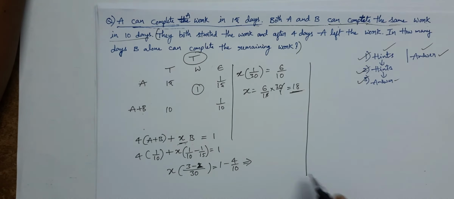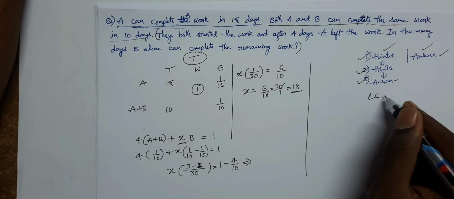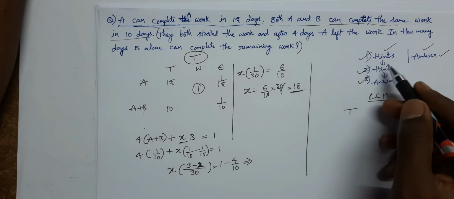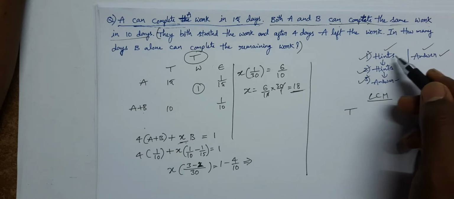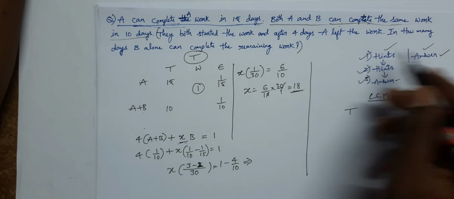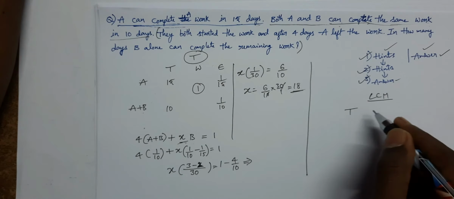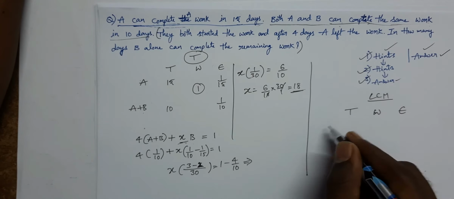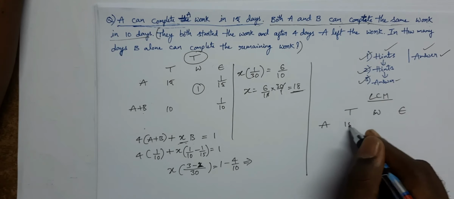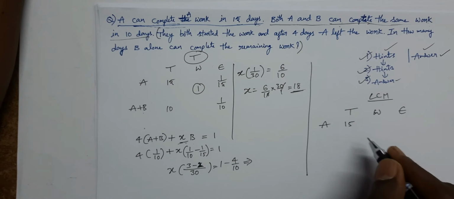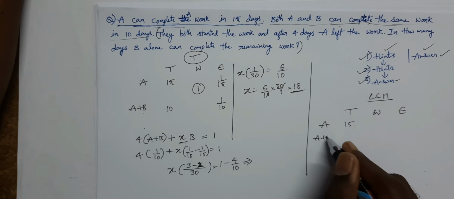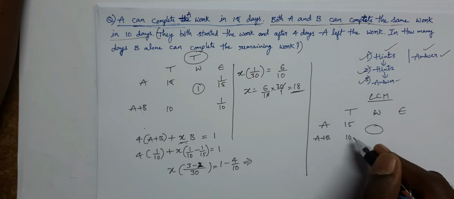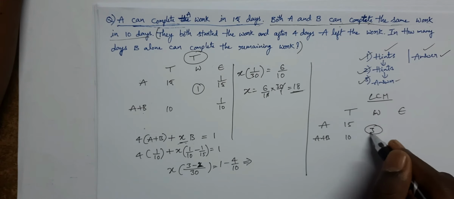So my answer is 18. Now I am doing the same problem with the LCM method. You don't need to do the first step again, which is the same for both methods. Now I'm moving on to the second step. A can complete the work in 15 days. A plus B can complete the work in 10 days. I'm taking the LCM of both 10 and 15, which is 30.